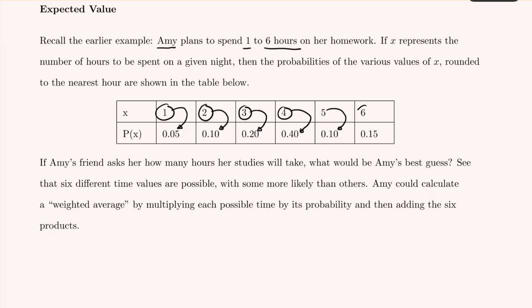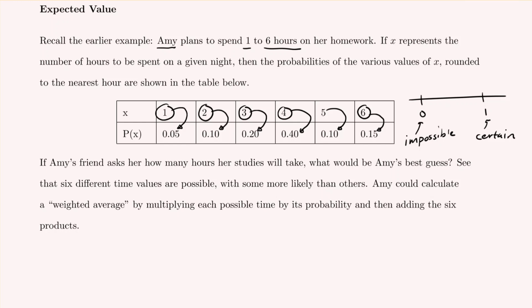Now we know from earlier sections that probability is a number between 0 and 1, where 0 means it's an impossible event, not going to happen, and 1 means it's a certain event. So in terms of likelihood, the closer the probability is to 1, the more likely it is to occur.